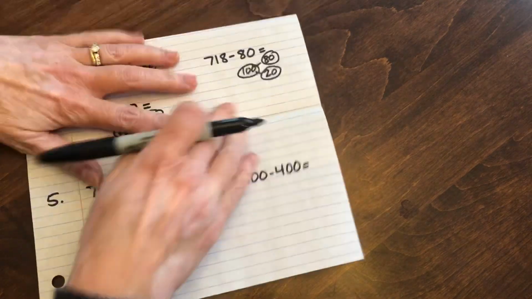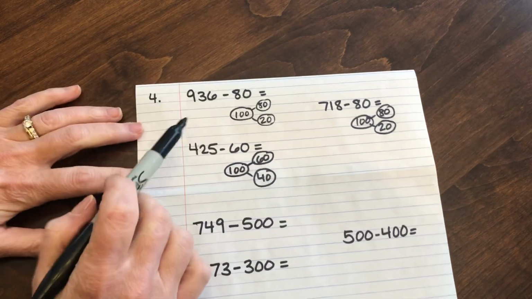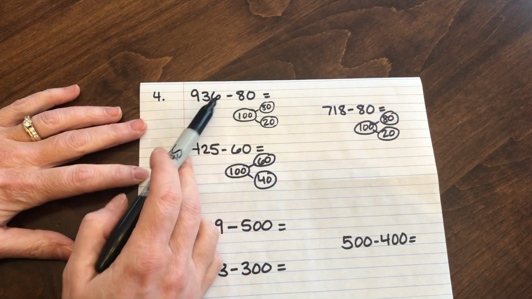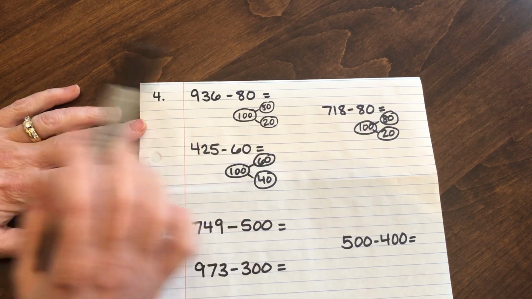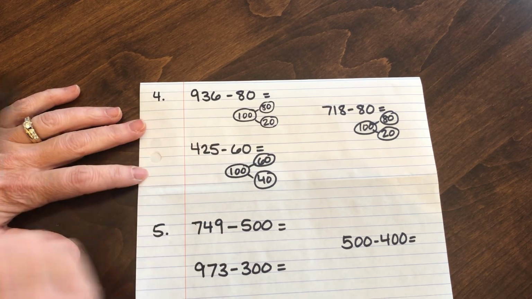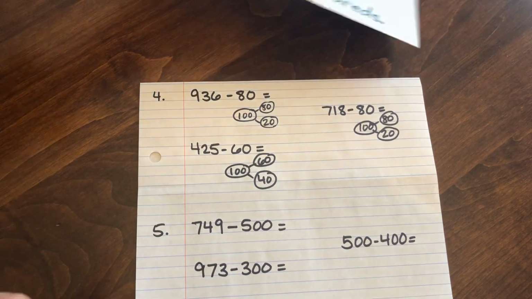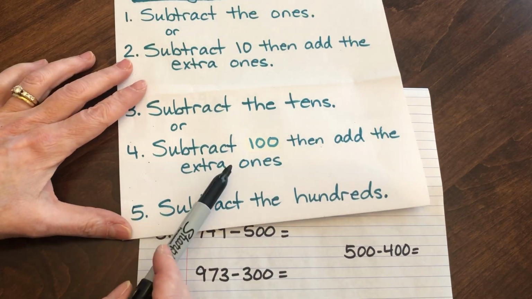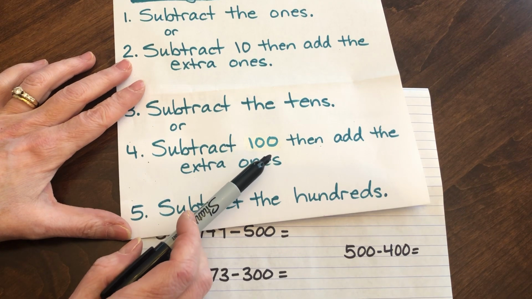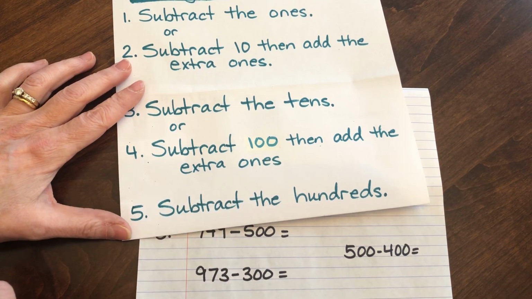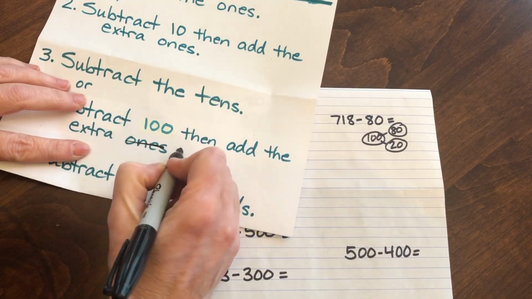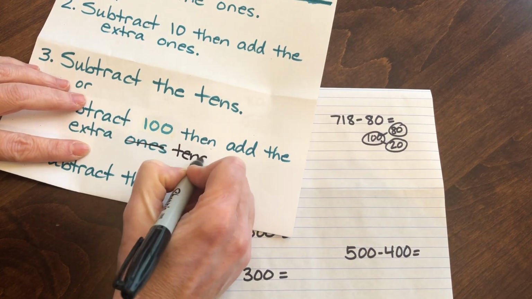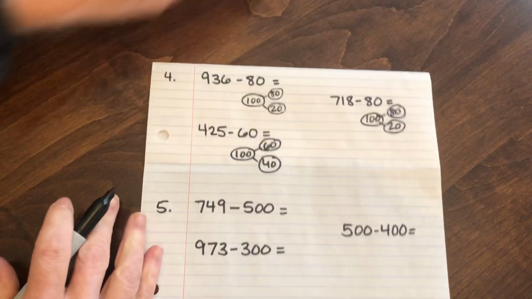But there comes a time, ladies and gentlemen, when you cannot easily subtract that. If I look at this problem here, 436 minus 80, I have 3 tens and minus 8 tens. I cannot do that without regrouping. So you have to use a different strategy. The strategy here is subtract 100, because that's a whole lot easier, and then add the extra tens back in. All right, so let's try that.